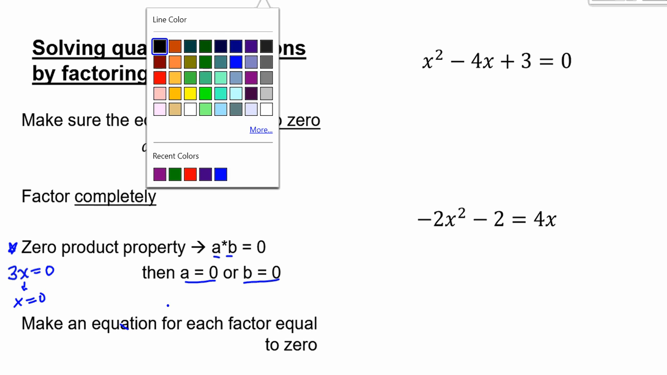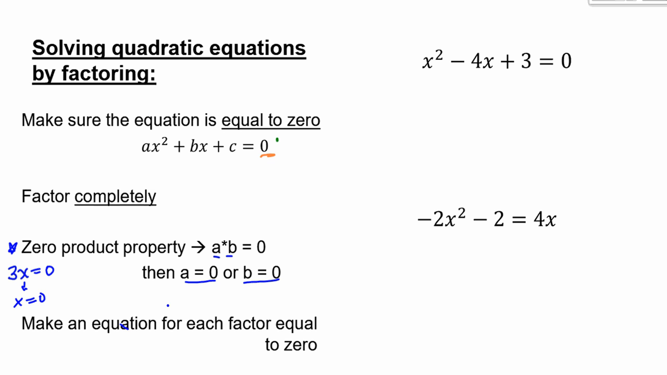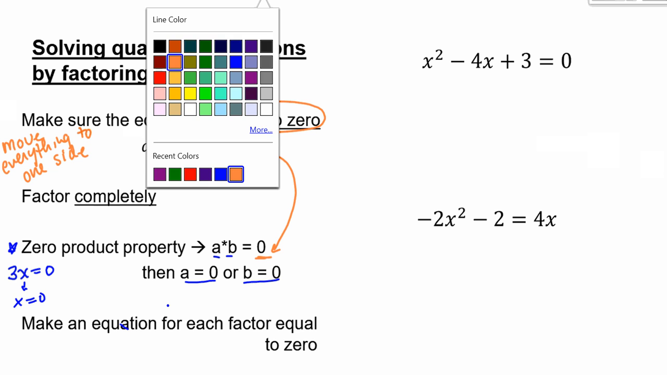The first step is you've got to make sure your equation is equal to 0. If it doesn't equal 0, this product property doesn't work. It has to be equal to 0. So that means move everything to one side. You choose left or right. I tend to always go left, but sometimes that results in like a negative a value in front, and those aren't fun to deal with. So you can move it to either side. Just be strategic about it.